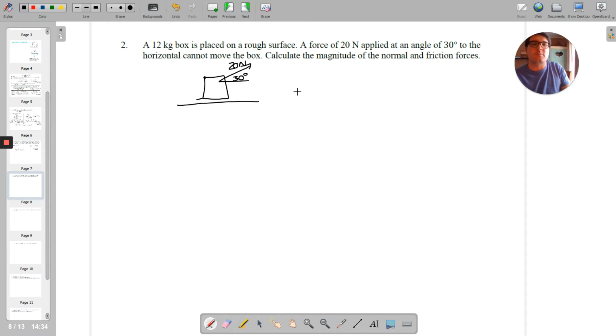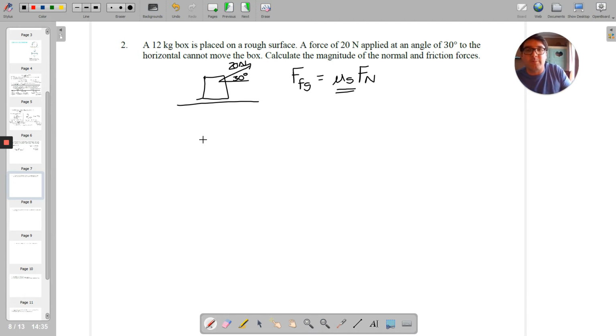Now, if this box is not moving, what type of friction do I have? I've got static friction. So to calculate the static frictional force, what do we need? We need the coefficient of static friction, and we would need the normal force. Now, in this case, we are not given the coefficient of static friction. So we need to find another way to do this problem.